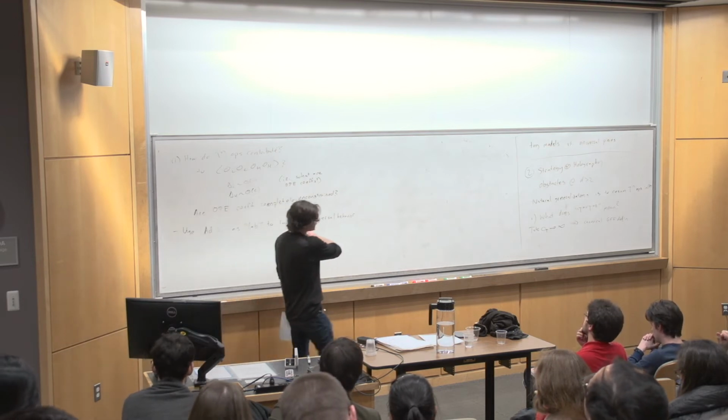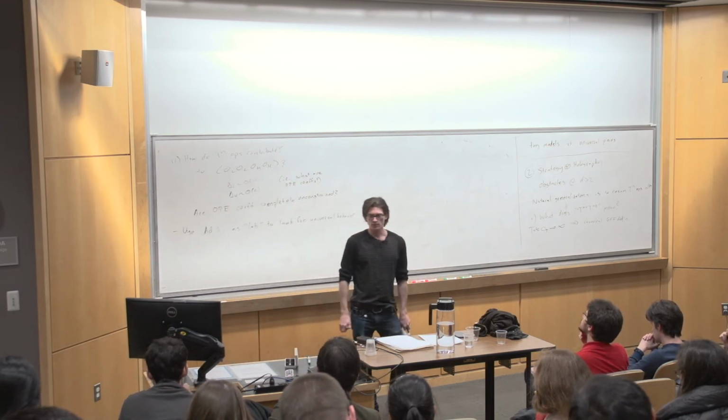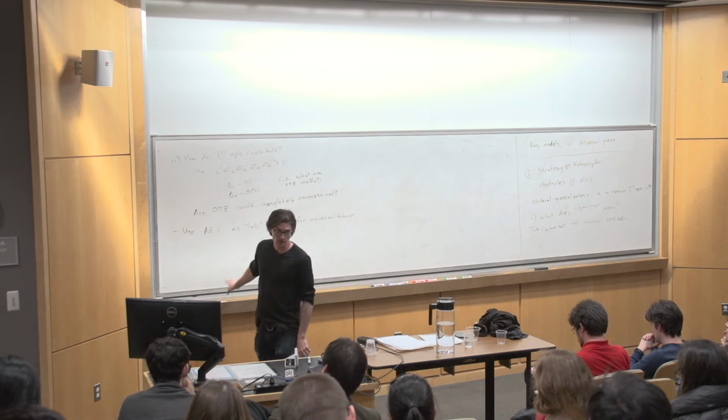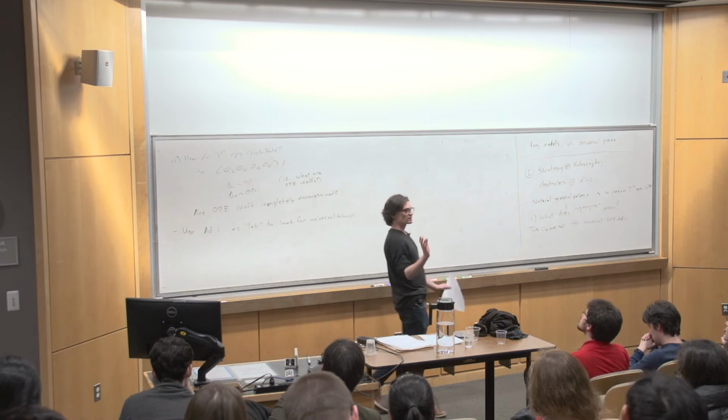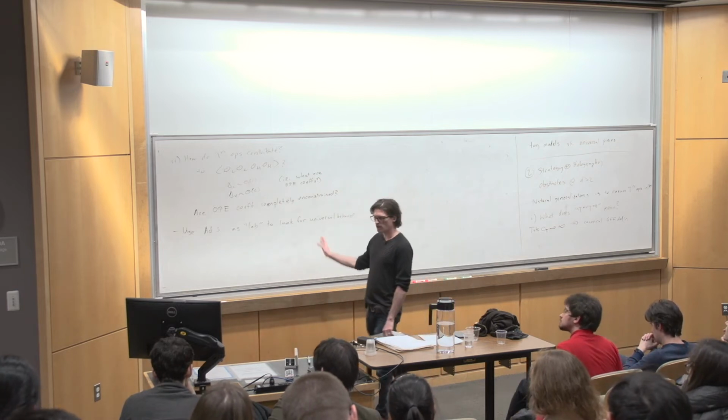Now, if I really applied the strategy I just described, what we would do is we would write down the most general Lagrangian allowed in AdS. Arbitrary numbers of fields, arbitrary numbers of gauge fields, arbitrary higher curvature terms.